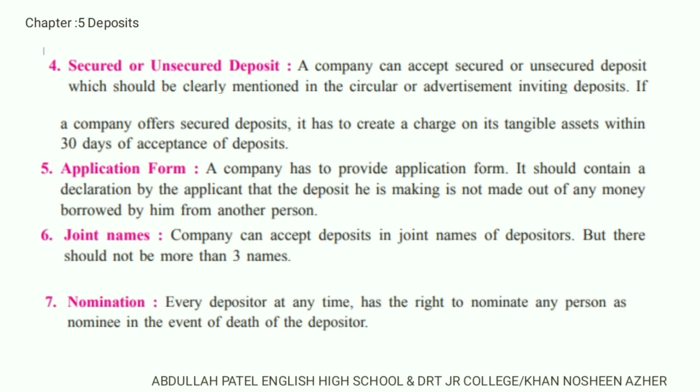Fifth point, related to the application form. Being a company, you have to provide the application form to the depositor, and the form should contain a declaration by the applicant that the deposit amount has not been borrowed from any other person. Sixth point, joint names. A company can accept deposits in the joint names of the depositors. Up to 3 names can be joined but not more than that.